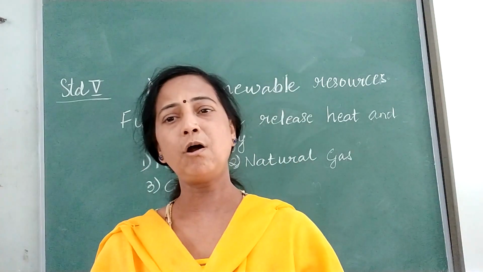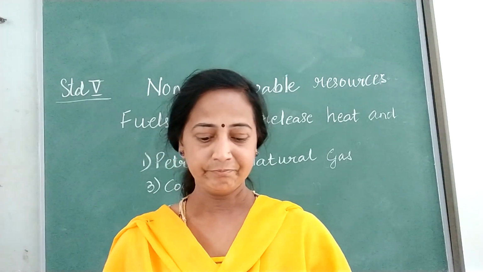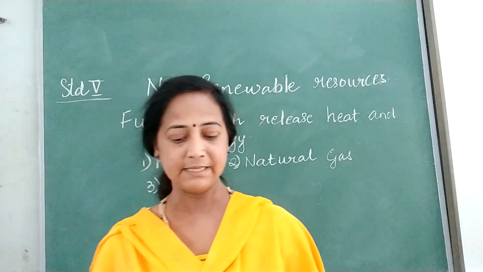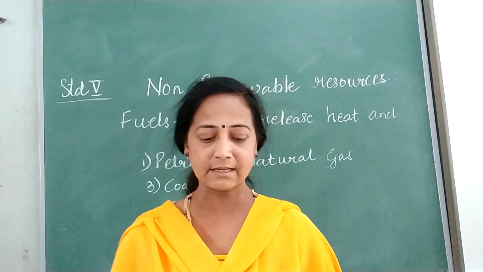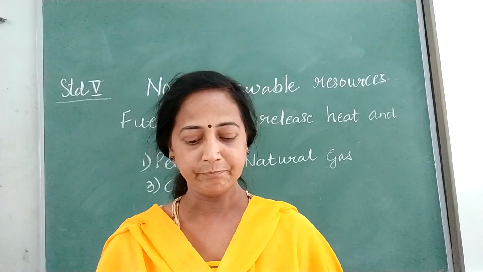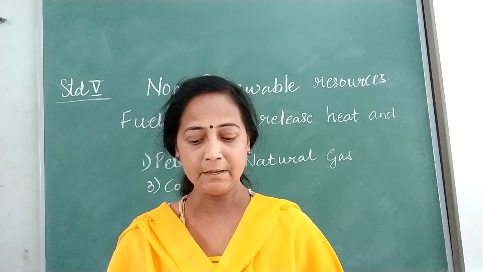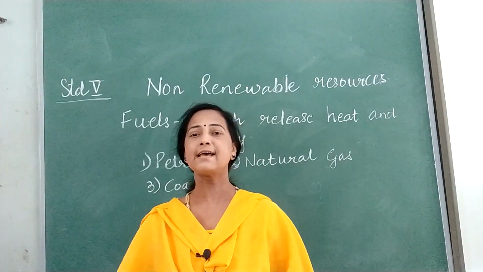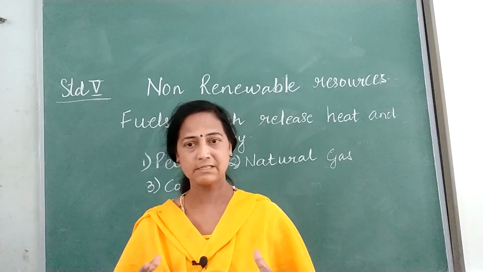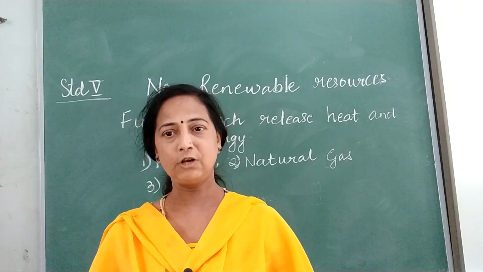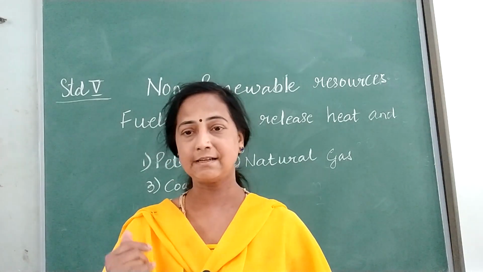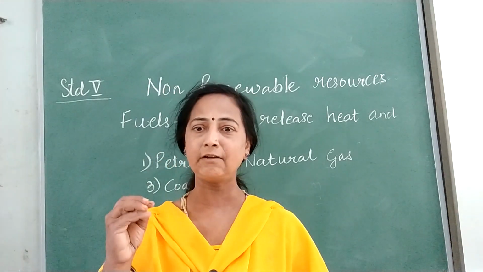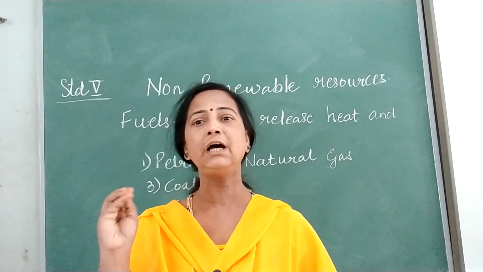Fossil fuels. What are fossil fuels? Fossil fuels are formed by the remains of extinct plants and animals which were buried under the earth's crust over millions of years. The main fossil fuels are petroleum, natural gas and coal. So these things are got by extraction from the earth. They are called fossil fuels, which are extracted from the earth's crust, from the depth of the earth.